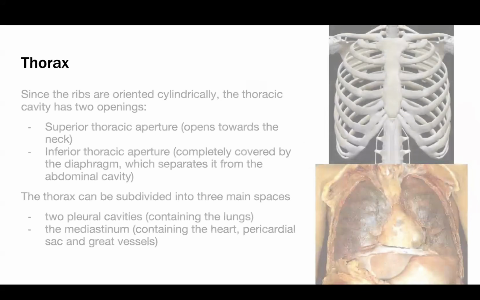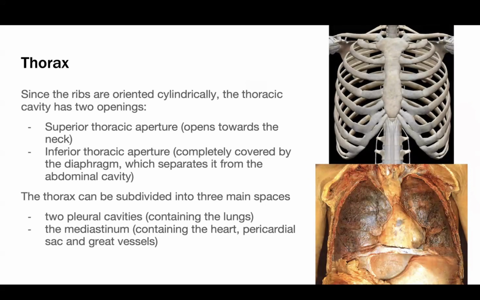The thorax, despite its shape, is oriented like a barrel, like a cylinder. This leaves us two apertures or openings. You've got an upper opening, the superior thoracic aperture that opens towards the neck, and this is where your trachea, the esophagus, and the great vessels pass through. You've also got a lower opening, the inferior thoracic aperture. The inferior thoracic aperture is going to be completely sealed off by a muscle, the respiratory diaphragm. We'll look at this later.